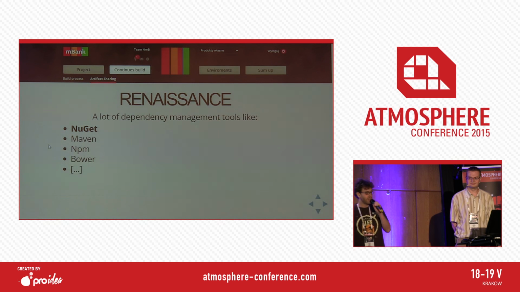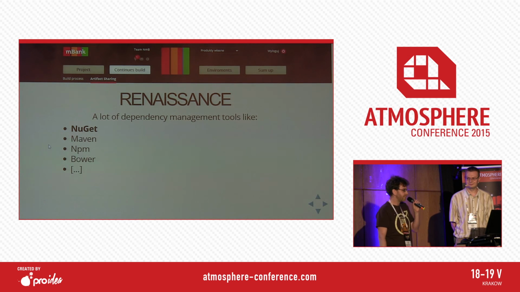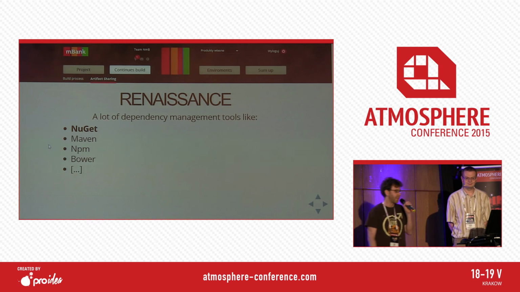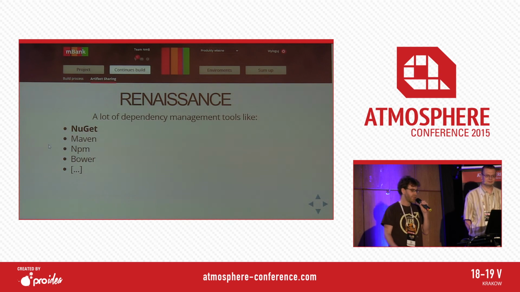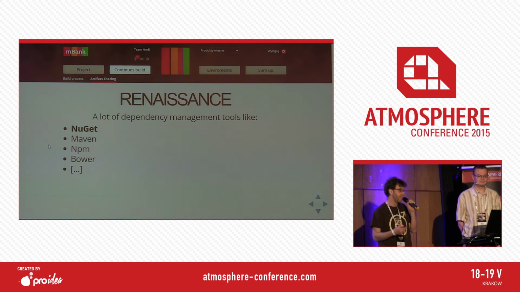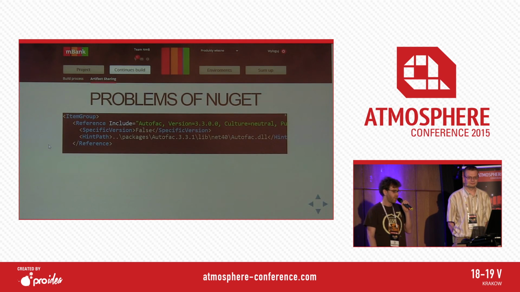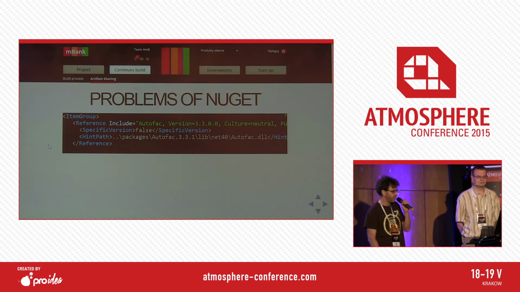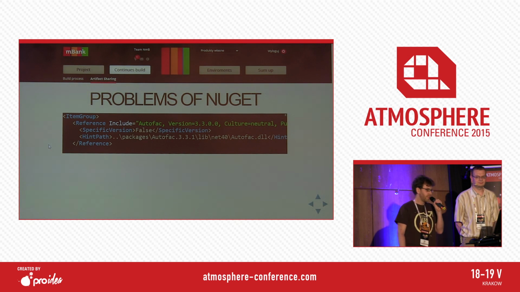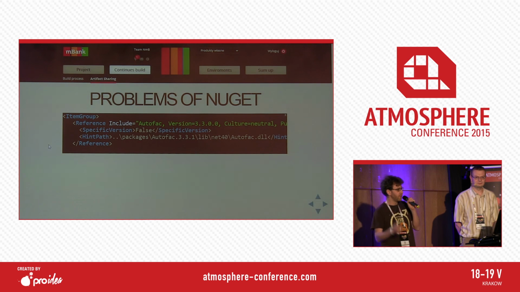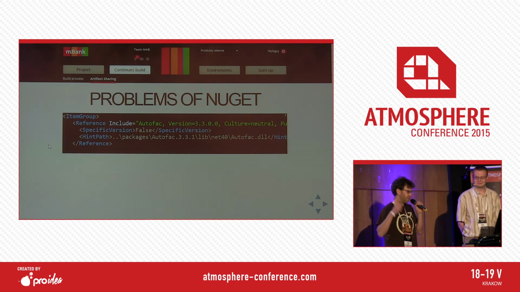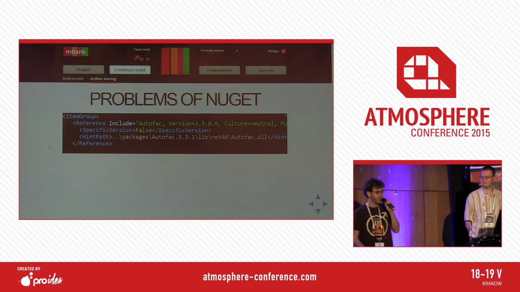So, moving to the next epoch, Renaissance, a lot of dependency management tools were created, like NuGet, Rust's Cargo, Maven, NPM, Bower, and so on. We chose NuGet exactly because we are in the .NET environment. But NuGet has a lot of problems. The biggest one is that the version is included in the solution file, project file.